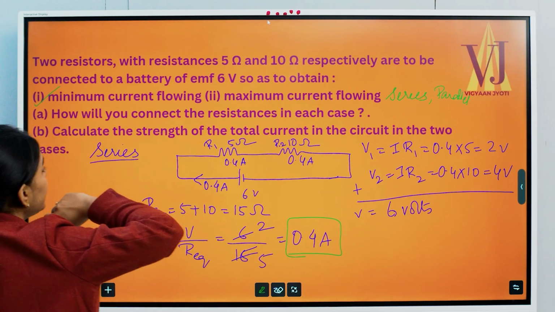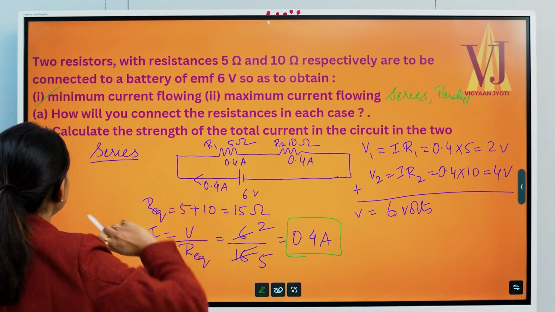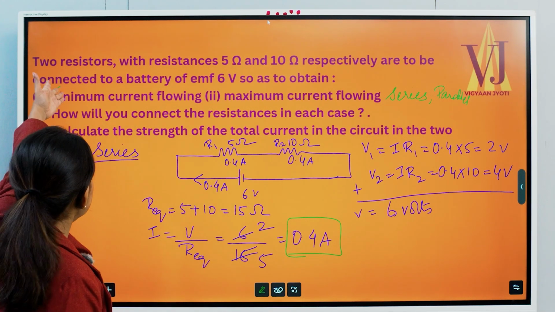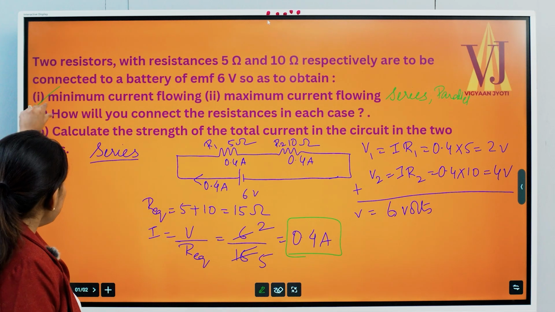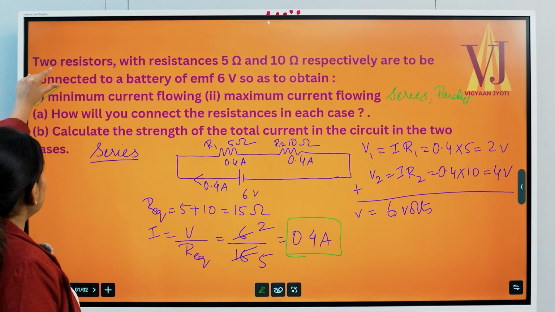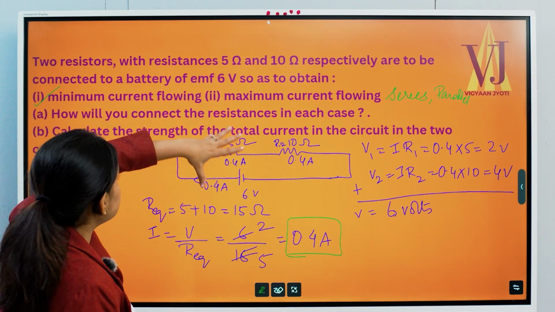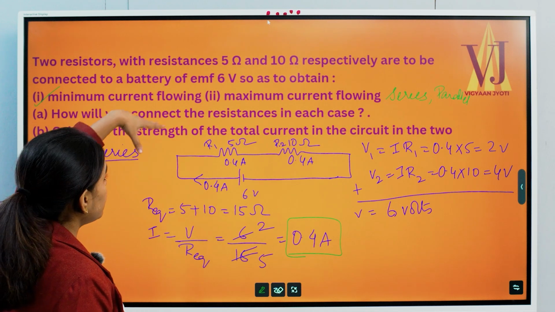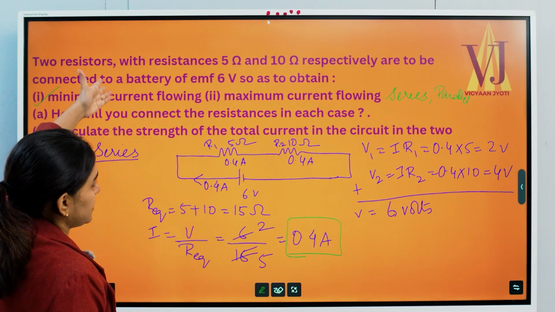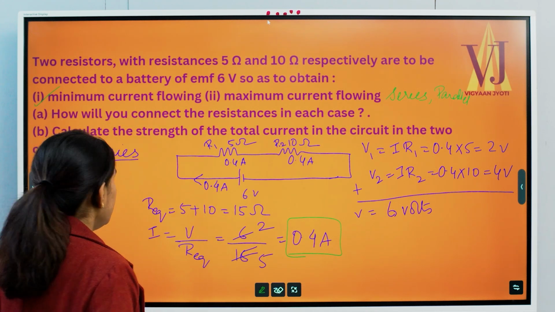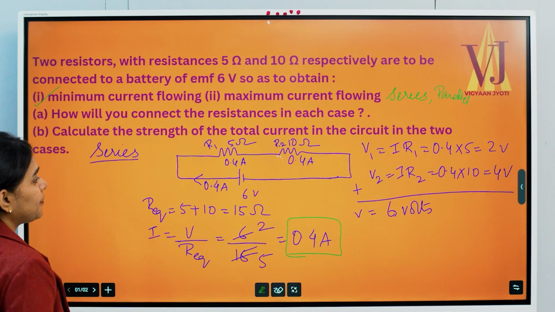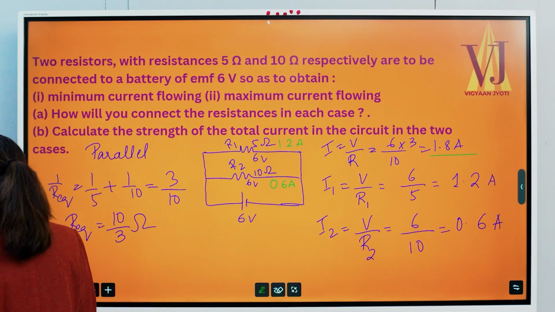Next, how will you connect the resistance in each case? Okay, first, we have done it already. That means for minimum current, we will connect it in series. Calculate the strength of the total current in the circuit in the two cases. It's already done. Fine, just 2 slides and we are good to go. Clear? Okay, so next question.